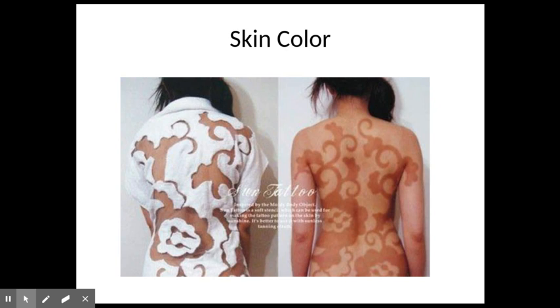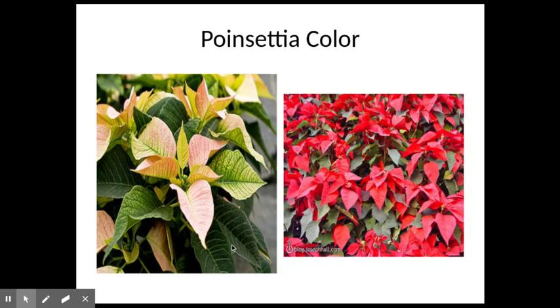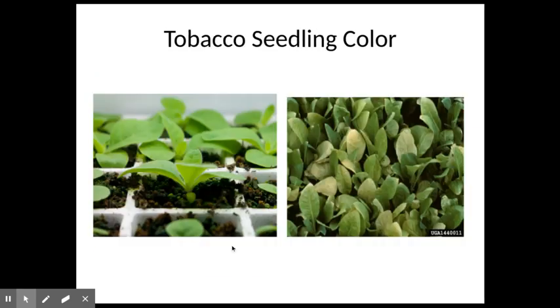So, this lady has put on a jacket that has netting in certain areas and stayed out in the sun, and that has colored her skin. Poinsettia color can be affected by the amount of light, and also certain flowers can be affected by the amount of acid or base that is in the soil. The pH can affect the color.